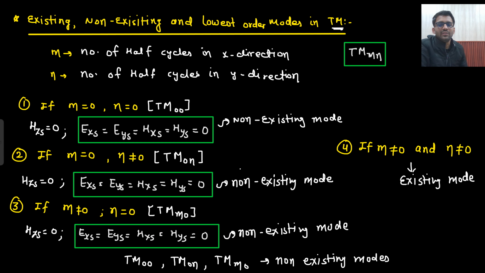And then what did we see? What are the possible modes? Existing modes, non-existing modes we saw, and then lowest order mode we saw. So certainly TM0M, TM00, TMN0 and TMM0 can never be existing. The minimum possible mode is TM11. Why can they not exist? Because all these are going towards 0. So they cannot exist. Okay.